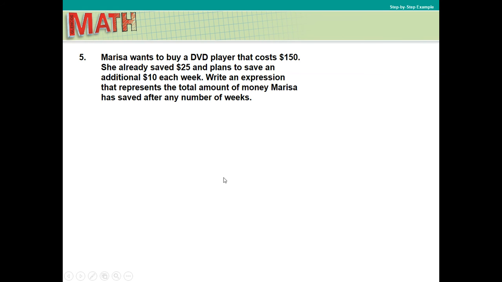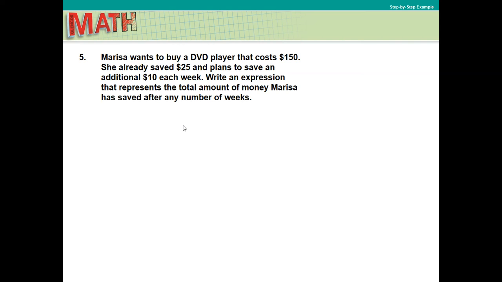Marissa wants to buy a DVD player that costs $150. She already saved $25 and plans to save an additional $10 each week. Write an expression. Now you're going to write an expression. So we've defined the variables. We've evaluated the expression. Now you're going to write one or a couple.